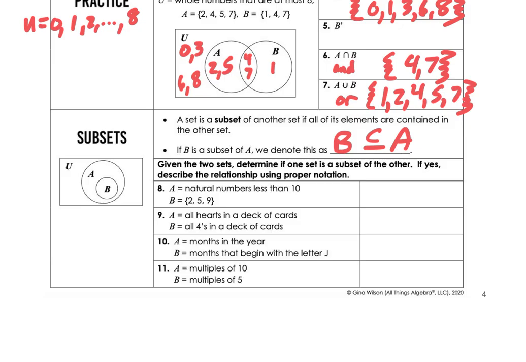Okay, natural numbers less than 10. So here it's asking me if one set is a subset of the other. So in this case, are the numbers 2, 5, and 9 a subset or a smaller set of the natural numbers less than 10? Well, we just said natural numbers start at 1 and go on forever, but all the numbers less than 10 would be 1 to 9. So are 2, 5, and 9 natural numbers that are less than 10? And they are. So here we would say yes. B is a subset of A.